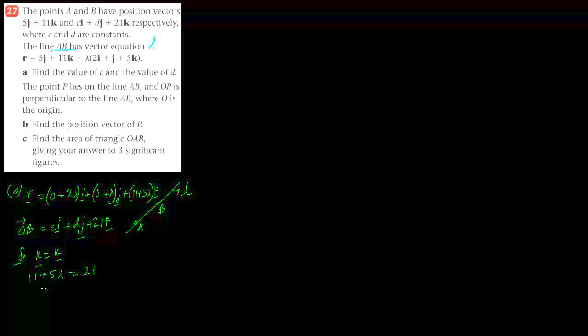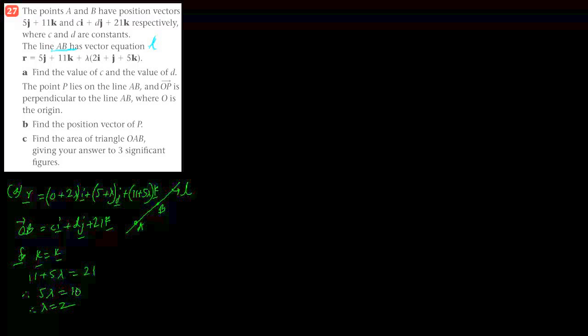So we have OB. OB has Ci plus Dj plus 21k. We don't need OA over here because we know all the coordinates of OA, 5j plus 11k. But we are asked to find the values of C and D. So what we can do here is find the values of C and D by comparing the coefficients. For i equal to i, C is unknown, j equals j, D is unknown, and for k equals k, we can find the value of lambda. So for k, we can write 11 plus 5 lambda equals 21. Therefore, 5 lambda equals 10. Therefore, lambda equals 2.